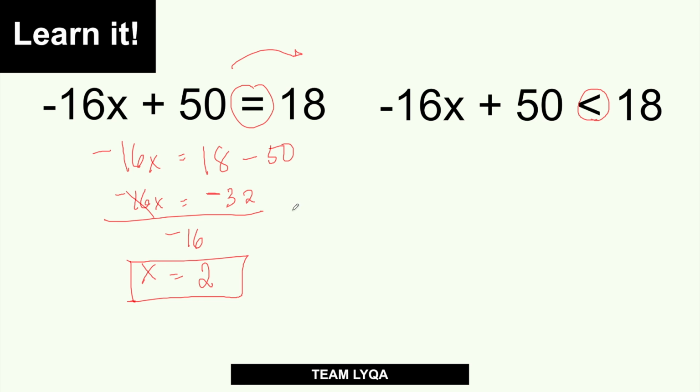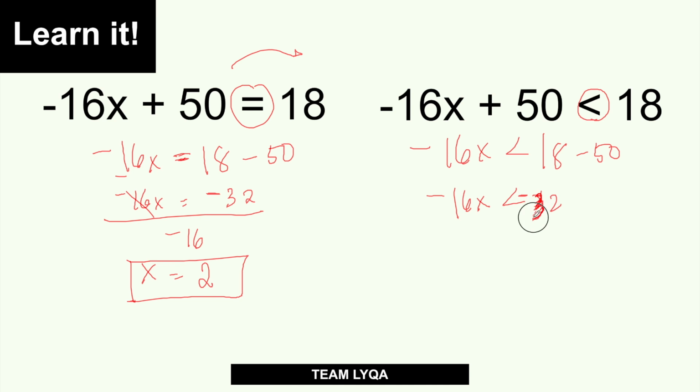Okay? Ngayon, we're going to do the same exact process pagdating dito. Kaya lang, I'll show you kung ano yung pinagkaiba niya. Okay? Again, same rules apply. So, negative 16x is less than, and then you have 18 minus 50. At this point, magkamukha pa sila, tama? Magkamukha pa sila maliban doon sa symbol na nasa gitna. So, you have negative 16x is less than 18 minus 50 or negative 32. Okay? So, again, magkamukha pa sila.